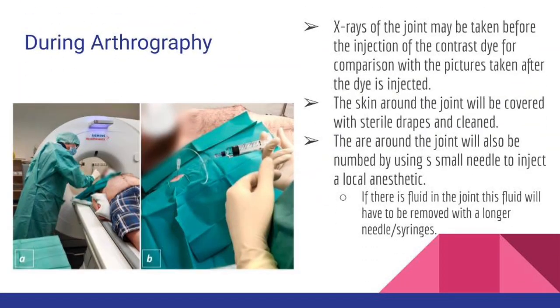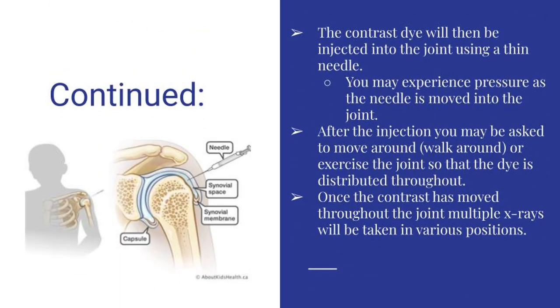During arthrography, X-rays of the joint may be taken before the injection of the contrast dye for comparison with the pictures taken after the dye is injected. The skin around the joint will be covered with sterile drapes and cleaned. The joint will also be numbed by using a small needle to inject local anesthetic. If there is fluid in the joint, this fluid will have to be removed with a longer needle or syringe. The contrast dye will then be injected into the joint using a thin needle. You may experience pressure as the needle is moved into the joint.